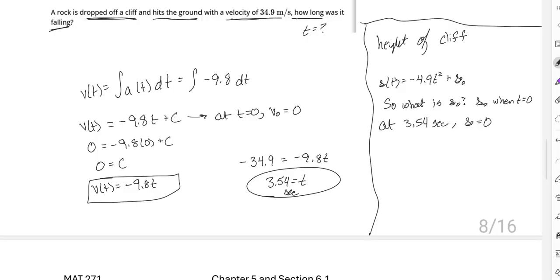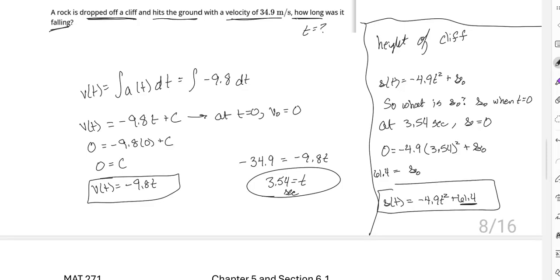So let's substitute in what we know. We know at this time the height is going to be 0, and that gives us enough information to solve for S naught. So we have 0 equals negative 4.9 times 3.54 squared plus S naught. If I solve this for S naught, I get 61.4. So my position equation would be negative 4.9t squared plus 61.4. So there's the height of our cliff.